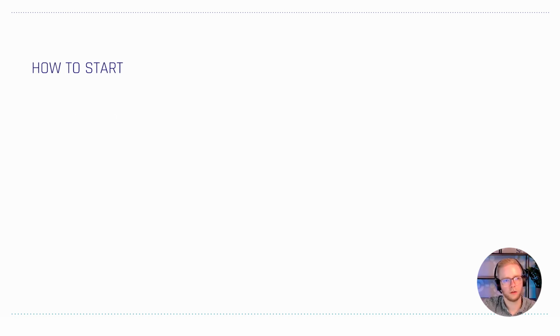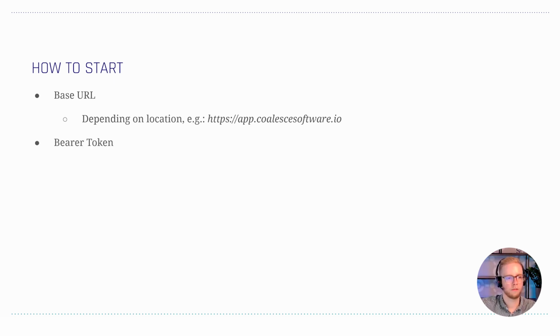How do you start? I'm going to show you in the demo session in a second. But if you want to get started, you have to have a couple of things. It's really not a lot. The first thing would be the base URL of your Coalesce environment. In my case, it would be this one here. They have a table on their website. It basically depends on your geographical location, because based on that, you are forwarded to specific servers, and those servers influence the base URL.